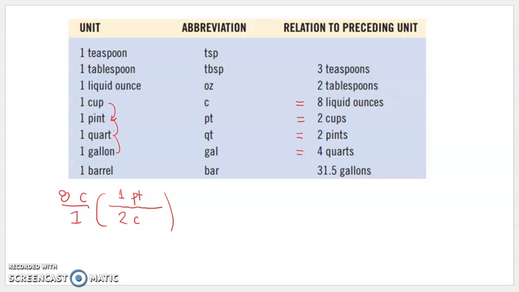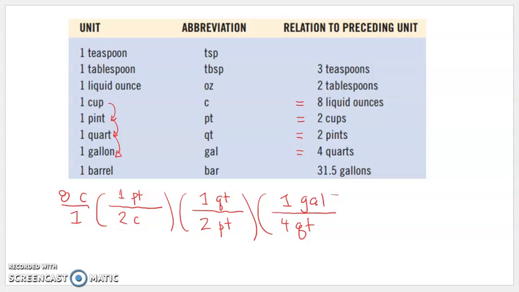Next step is I want to convert from pints to quarts. 1 quart is equal to 2 pints. So I have a pint on the top in this middle fraction, so I want a pint on the bottom. So 2 pints is equivalent to 1 quart. Lastly, I want to convert from quarts to gallons for step 3. Again, I've got a quart on the top in this second fraction, so I want quarts on the bottom. 4 quarts is equivalent to 1 gallon.